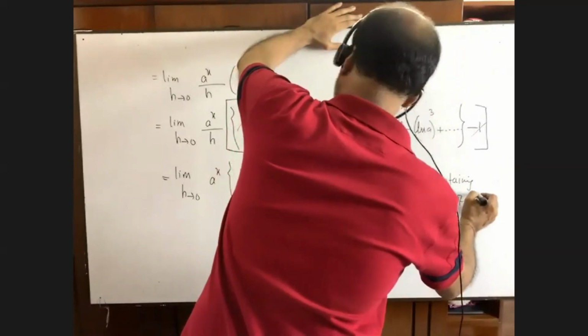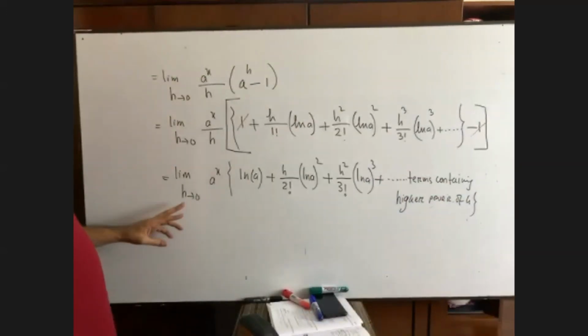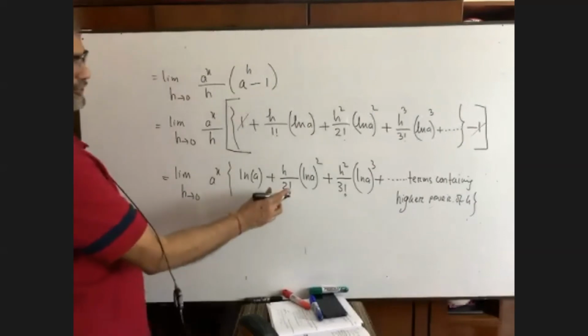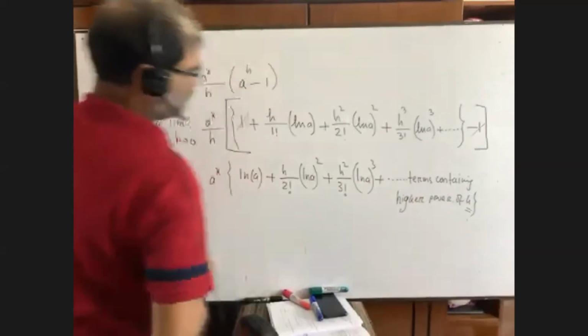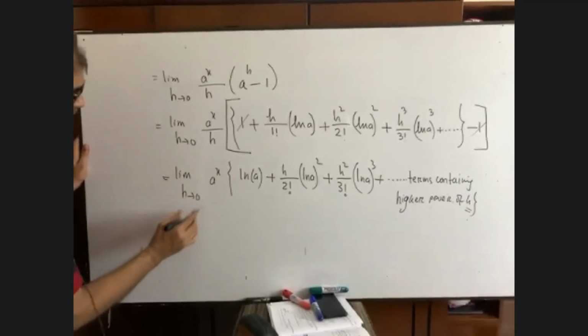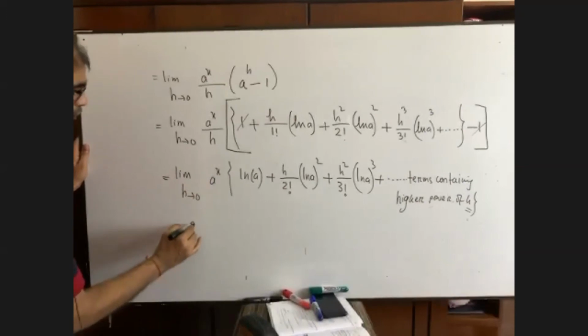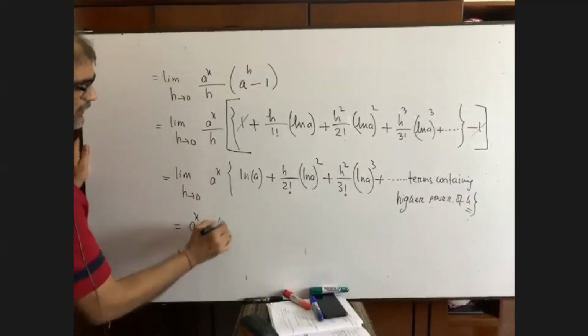That means in every term we will get h. Now you put h equals 0. It is 0. So everything will be 0. But we are left with this ln a, and we have a to the power x. So we have the answer a to the power x ln a.